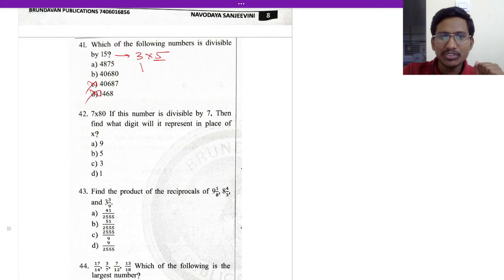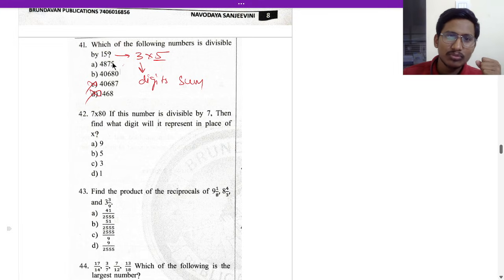For the 3 divisibility, we know it is the digits sum. So let us take the digits sum now. 4 plus 8 is 12, and then 5 plus 7 is 12, 12 plus 12 is 24 will come. So this is divisible. And here if you see 4 plus 6 is 10, 10 plus 8 is 18, that is also divisible by 3, right? So we have to go with division now.